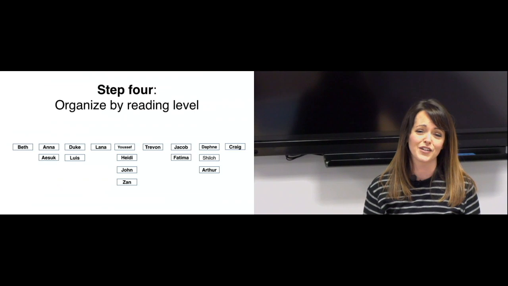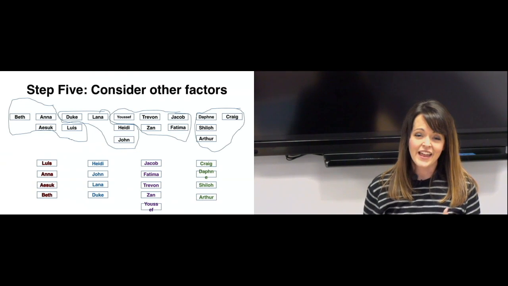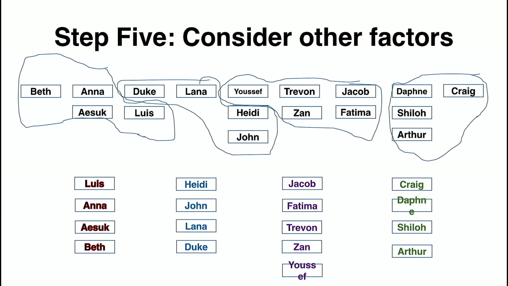Step 5, consider other factors. Now then, once I have my students arranged, I consider the number of students I want in each group and group from the top to the bottom with those more skilled readers towards the top. Now, I personally prefer students to work in pairs and then put pairs together to form a group of 4.